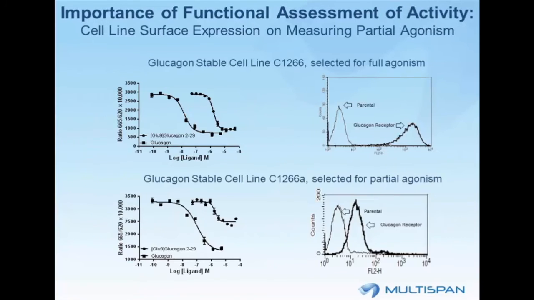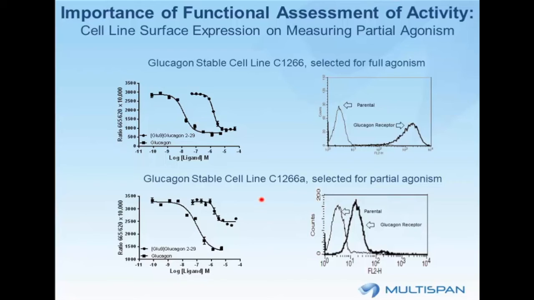Here's another example using glucagon. This is a glucagon cell line. And when we developed it, this is the cell line that we developed with the parent and the expression of the glucagon receptor here. But on the left-hand side is actually what the functional activity looks like. So both this compound and this compound, which should be a partial agonist, behave as full agonists.